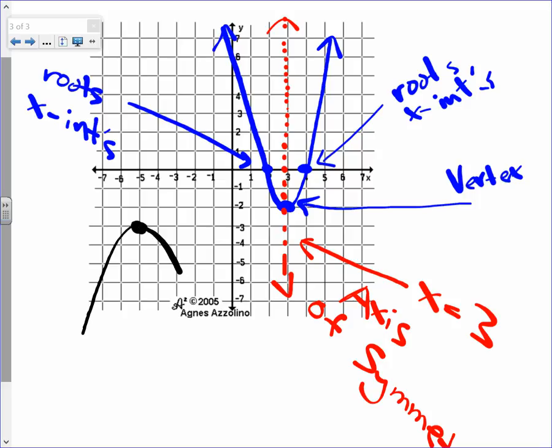This one's going to be opening down. Do that with me. No x-intercepts because the discriminant was a negative number. Remember, when the discriminant's negative, it's never going to cross the x-axis. So whatever this equation looked like, it's not crossing the x-axis.